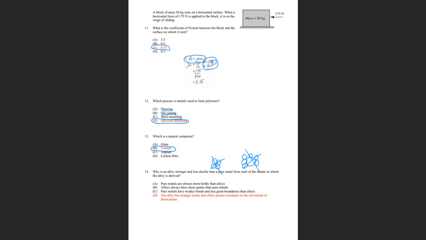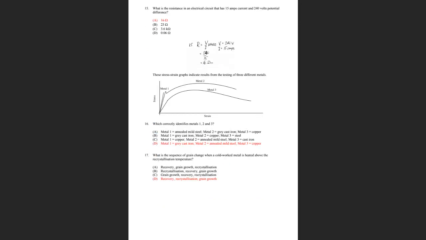The alloy has stranger atoms and offers greater resistance to the movement of dislocations. And so that there is the stranger atom. They can be either much larger than the parent metal atoms or much smaller, which will inhibit the movement of dislocations. Next page.